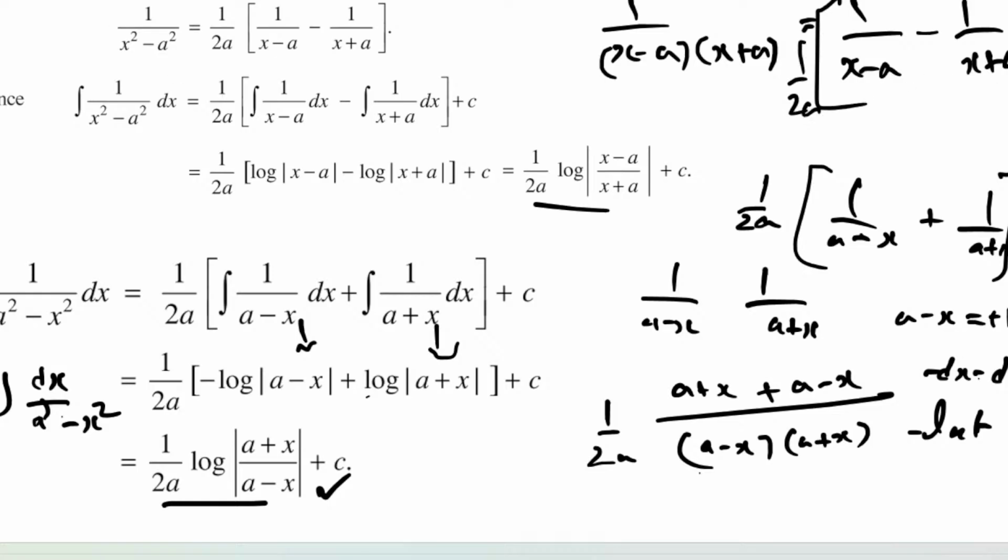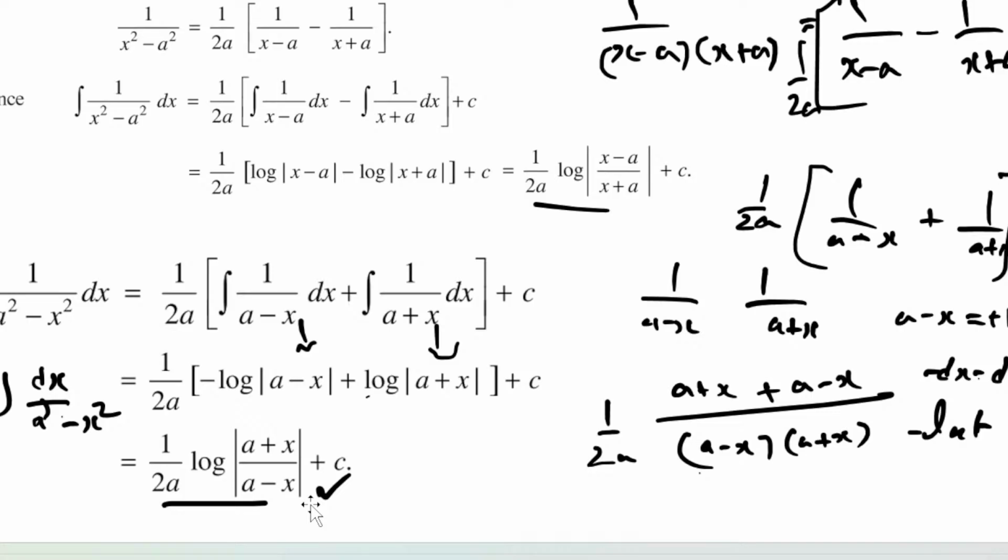So this we can write as 1 by 2 into 1 by x minus a minus 1 by x plus a. Now we can easily integrate this. This is log of x minus a, this is log of x plus a. So 1 by 2 into log of x minus a minus log of x plus a, which is log a by b, which is log of x minus a by x plus a. If it was the opposite, a square minus x square, it will just become the opposite. We'll write it as minus 1 by x square minus a square, and we'll still get the same thing, just that this log will get reversed: x plus a by x minus a.